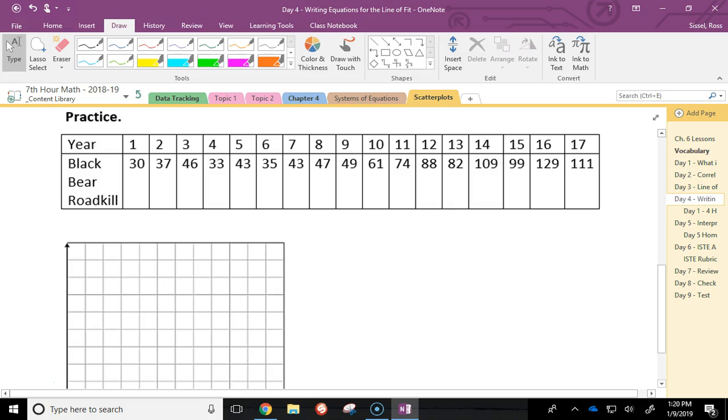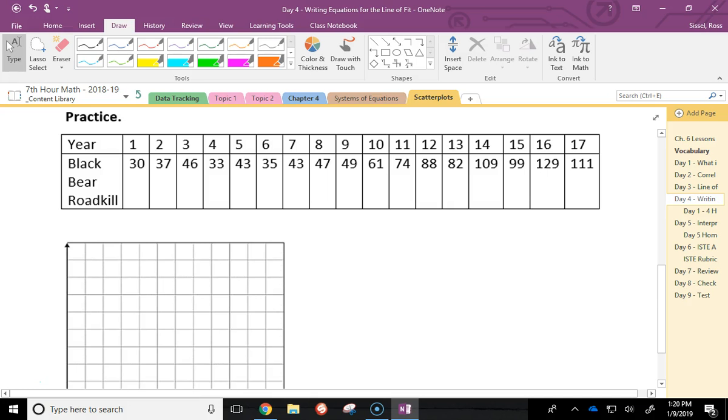So, starting from the very beginning, I went, not me really, but I'll pretend I did something. I collected data to find out every year how many black bears are being killed on the road. So I took this data over 17 years. We found in year 1, 30 black bears were killed. Year 2, 37. Year 3, 46. So on. I have all my data in a table.